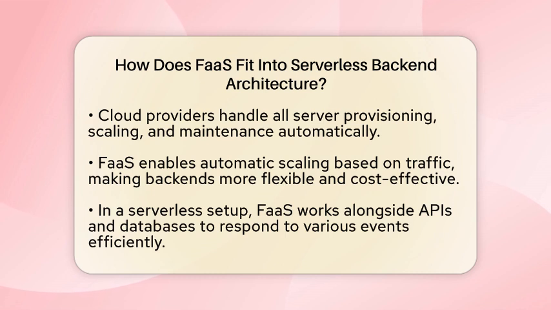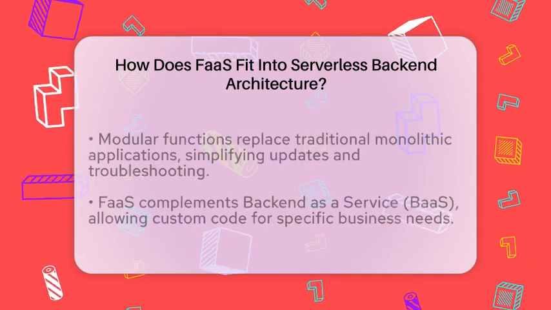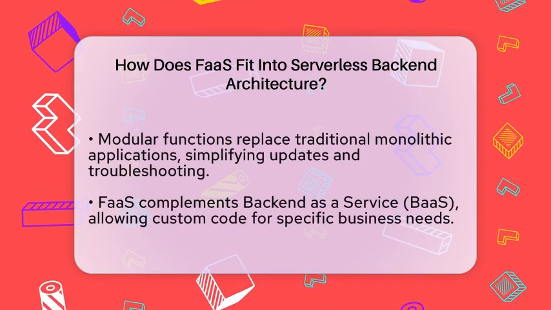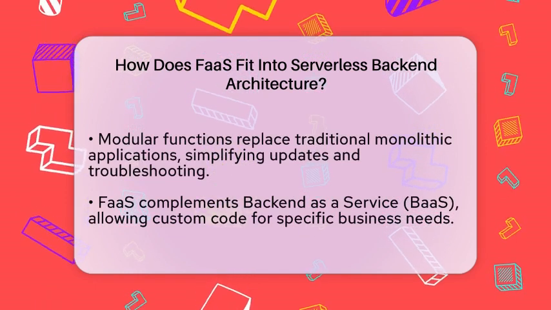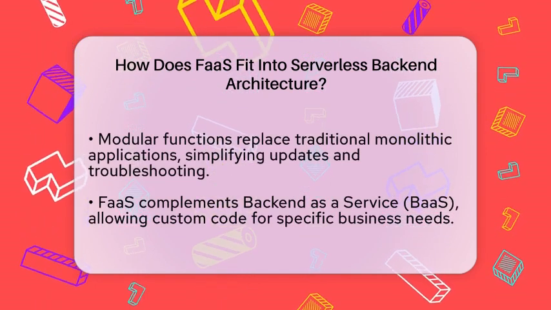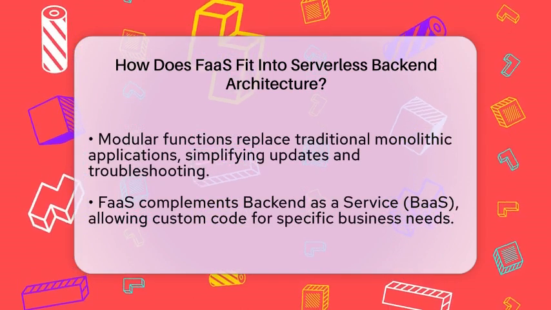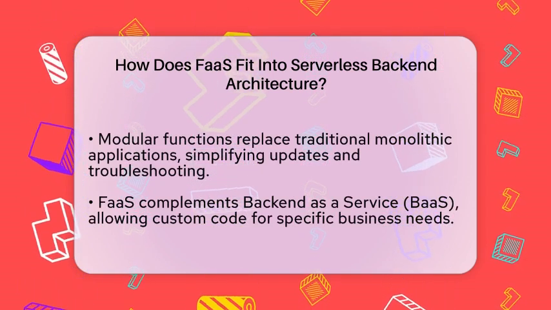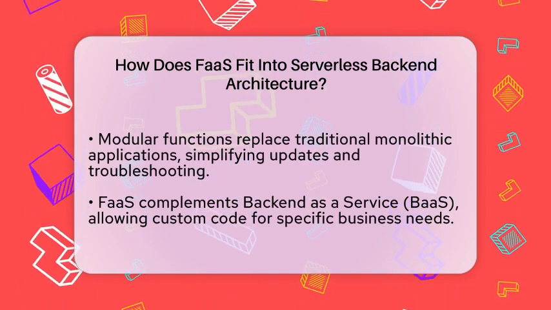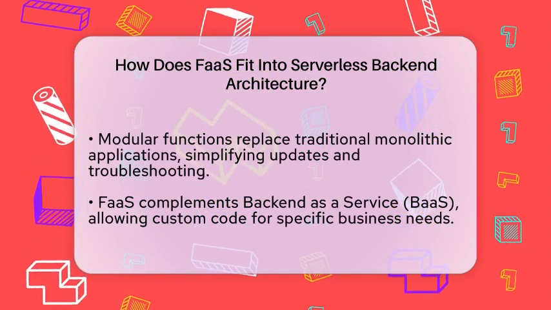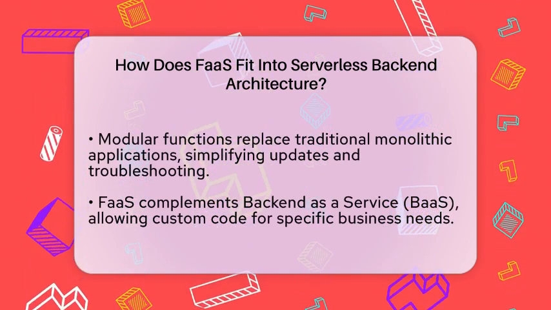FaaS also replaces traditional server applications with modular functions. Instead of one big app, you break your backend into small, manageable pieces. For example, one function might handle user authentication, another might process payments, and a third might send notifications. This separation makes your system easier to update and troubleshoot.